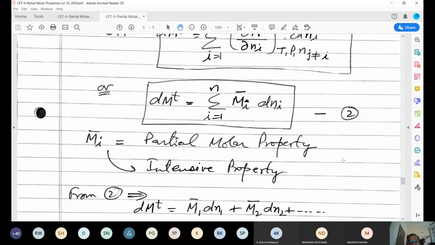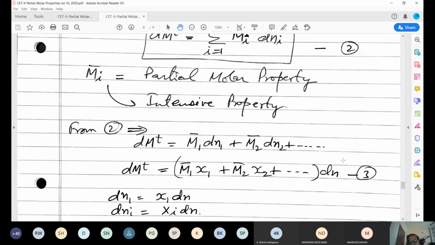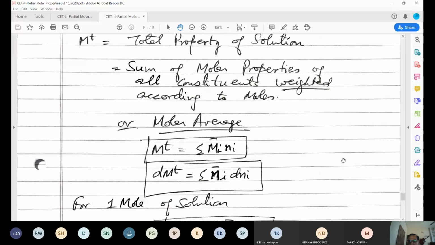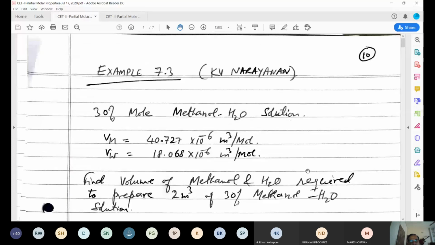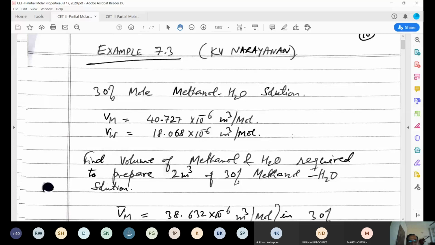Work it out. Okay, in that case, let us take an example. This is a short example in Narayanan, but it appears in exams many times, so I thought I'll take it here.